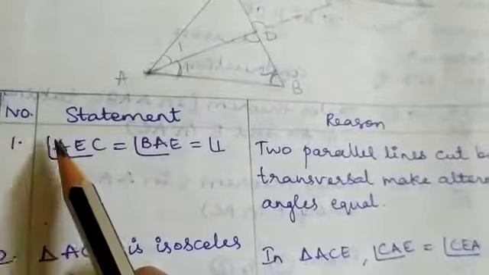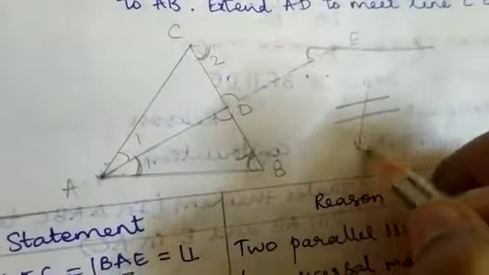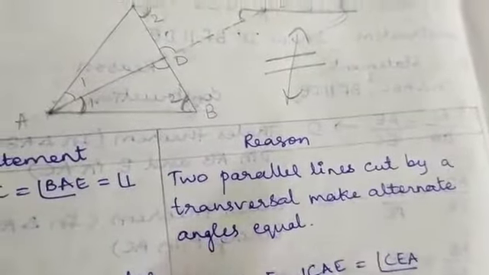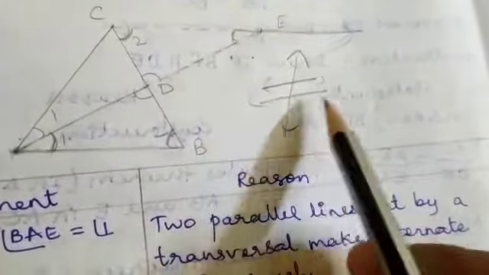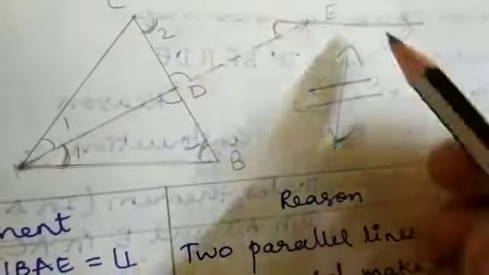So our first statement is angle AEC equal to angle BAE. This angle and this angle are equal because two parallel lines cut by a transversal make alternate angles equal. Let me take these two as parallel lines. When a line cuts two parallel lines, that line is called a transversal. So if it cuts two parallel lines, the alternate angles will be equal. Here the alternate angles are these two, so these two are equal.